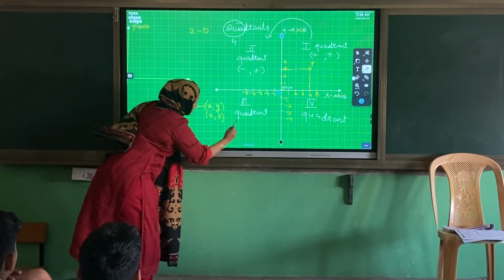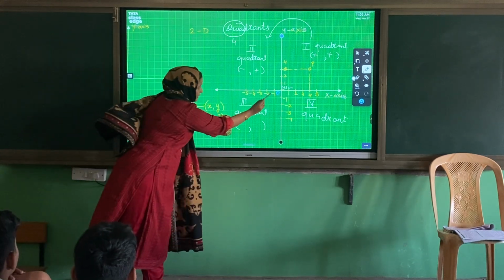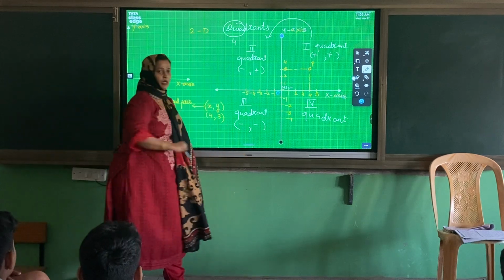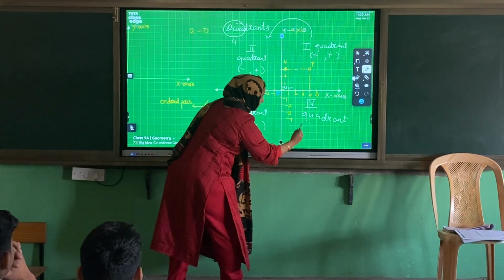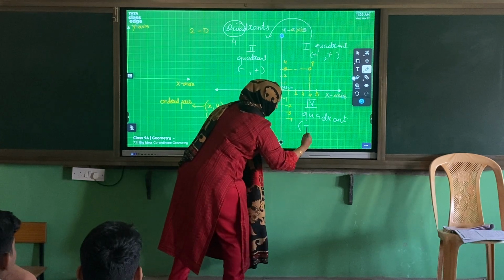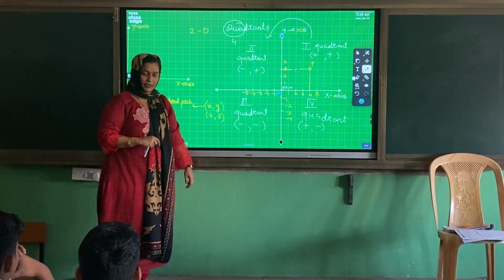In the third one, see here the x-axis is negative, and the y-axis is negative. And the last one, the fourth quadrant. See? Positive and negative, yes. Okay.